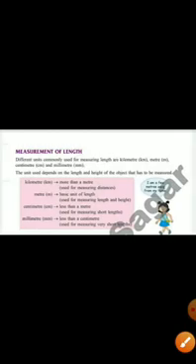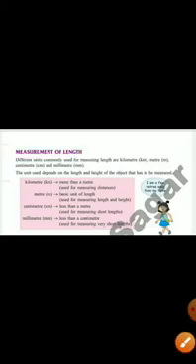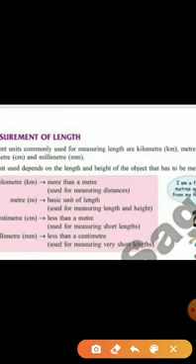So moving ahead, we'll first see measurement of length. Different units commonly used for measuring length are kilometer, meter, centimeter and millimeter. Kilometer is more than meter, which is used for measuring long distances. Meter is the basic unit of length, which is used for measuring length and height. Centimeter is less than meter, which is used for measuring short length. And millimeter is less than centimeter, which is used for measuring very short length. Hence we can say that kilometer is the biggest unit of length, whereas millimeter is the smallest unit. And meter is the basic unit of length, just keep it in mind.